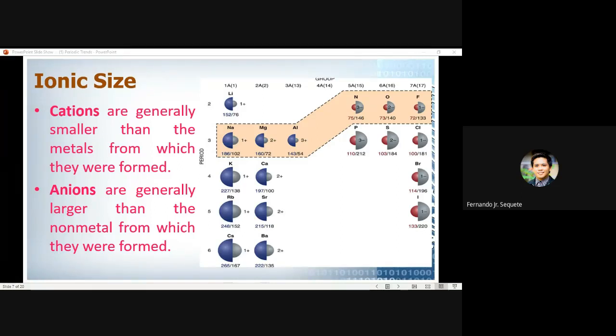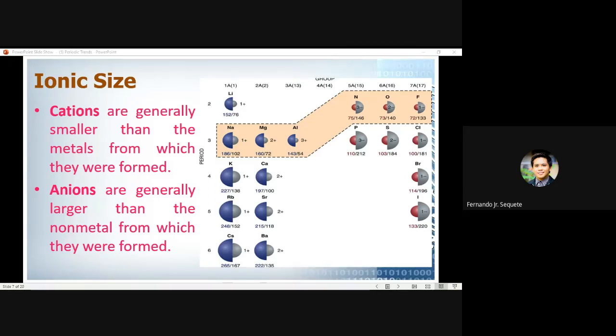Why Na, Sahani? Because when we say Na, its atomic size is big. When it comes to ionic size for cations, it says here that it is only smaller than the metals. When you say metals, sodium is a metal. Okay. So meaning to say, children, that is actually correct, Sahani. The answer here, which is bigger, is the Na without the plus, because according to the rule, cations are generally smaller. Therefore, Na plus is smaller compared to your Na.